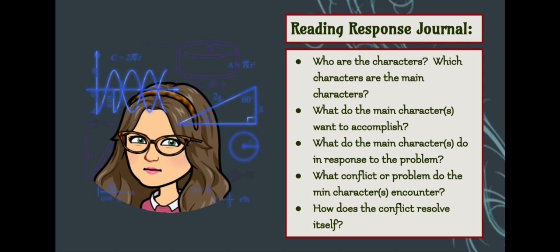Now we're going to continue doing the same thing that we just did in the previous activity with another set of lines. In your reading response journal, you're going to answer the questions about lines 118 through 168 of Act 3, Scene 3 of Romeo and Juliet. Again, you're going to answer these questions. Who are the characters? Which characters are the main characters?